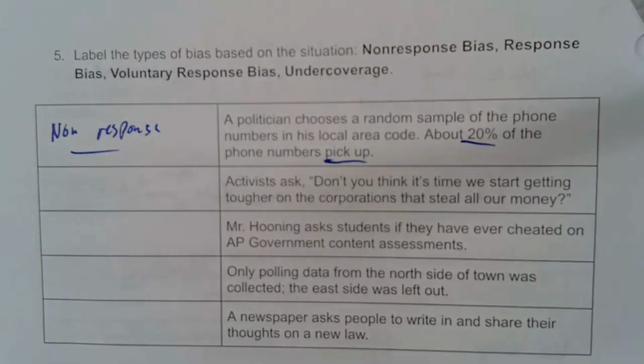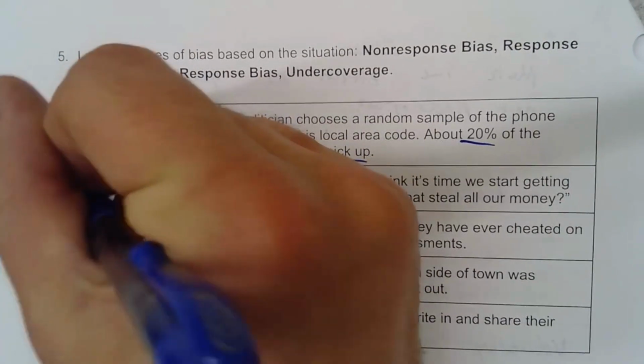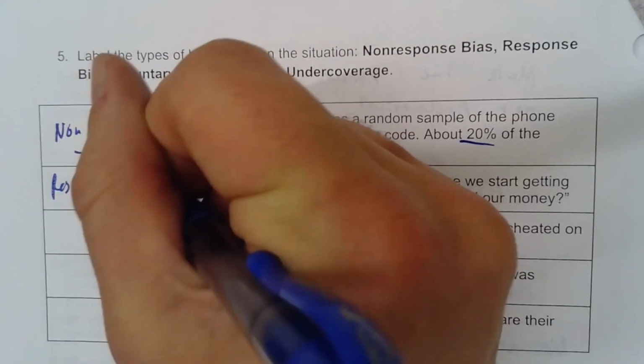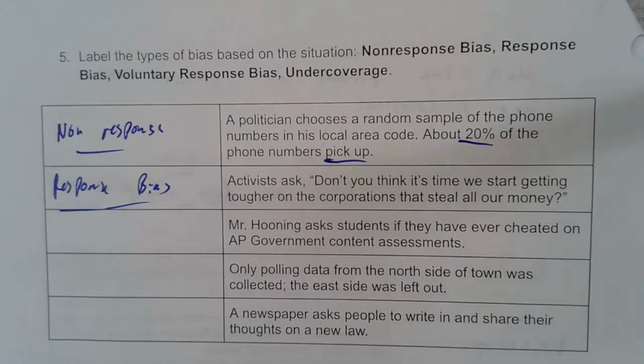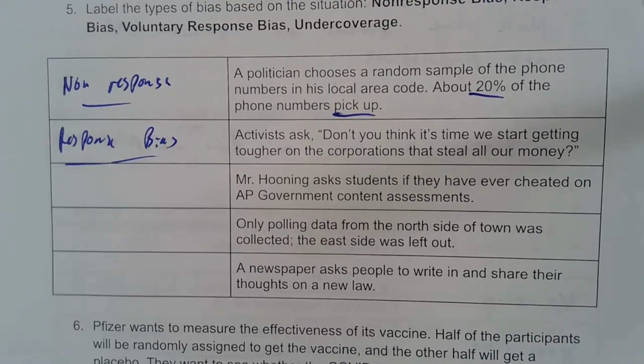20% pick up. Activists ask, don't you think it's time to get tougher on corporations that steal our money? This is just gonna be general response bias. Because it's the way that it's worded. It's a loaded question, it's a leading question. It's already telling you what the answer is, right?